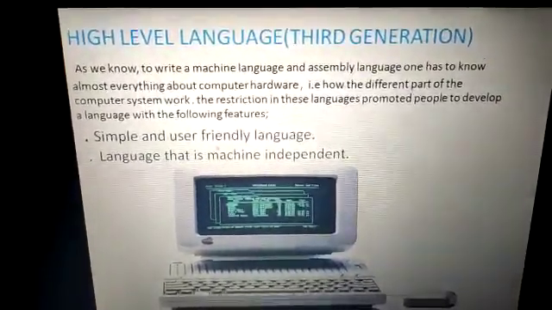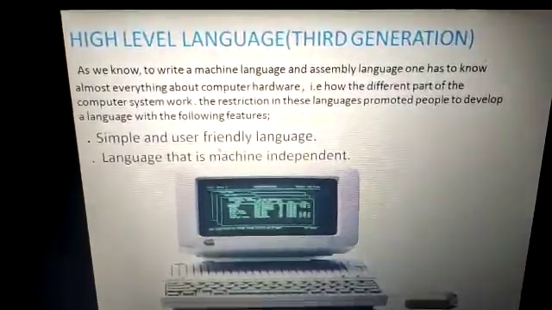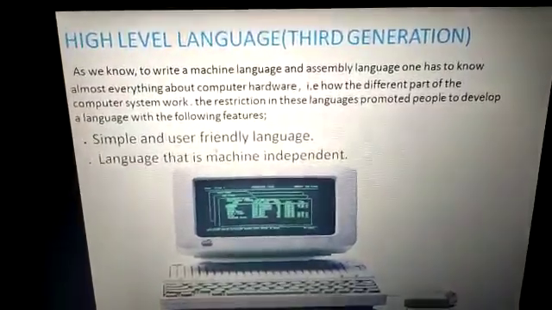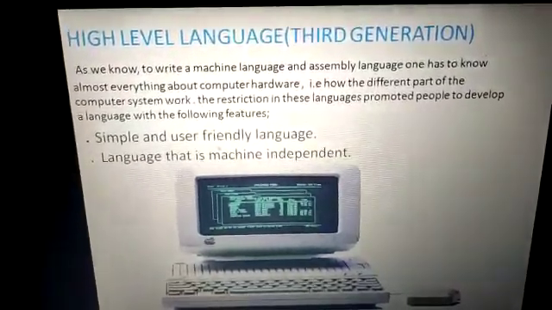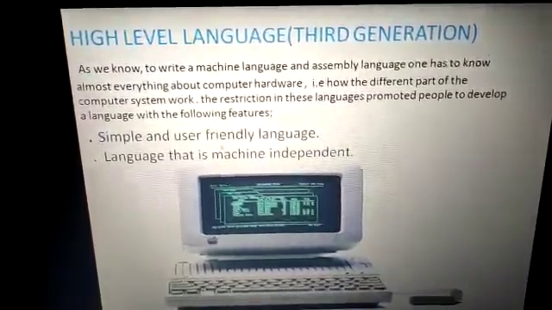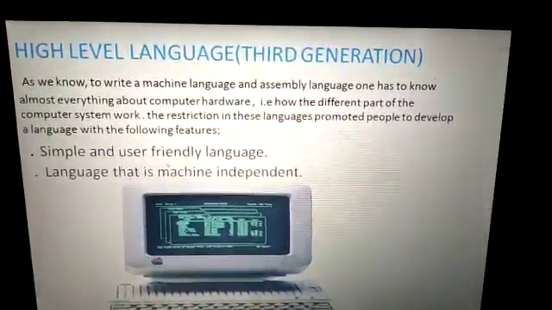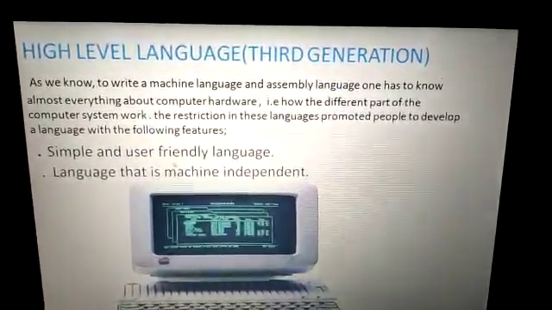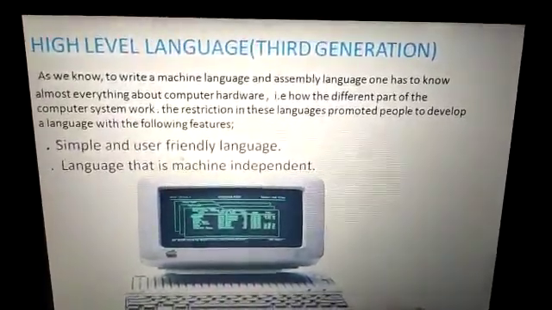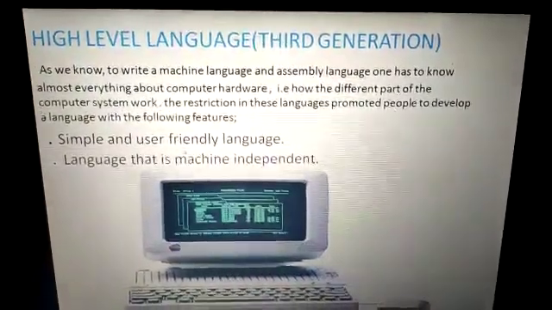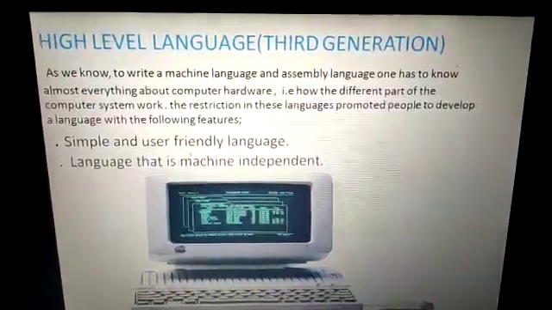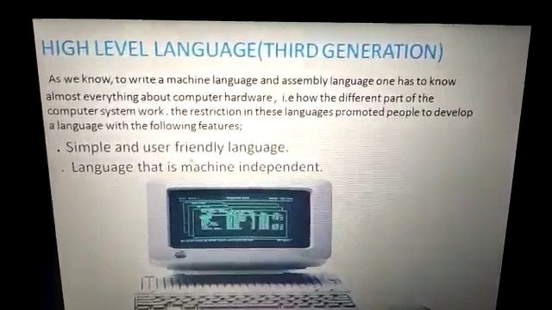Language that is machine independent. Machine independent means it will not work in the form of 0 and 1. Users can easily perform any work with the help of alphabets. In this generation, integrated circuits were used in place of transistors, and the integrated circuit made computers faster, cheaper and smaller as compared to the second generation, and they used less electricity.